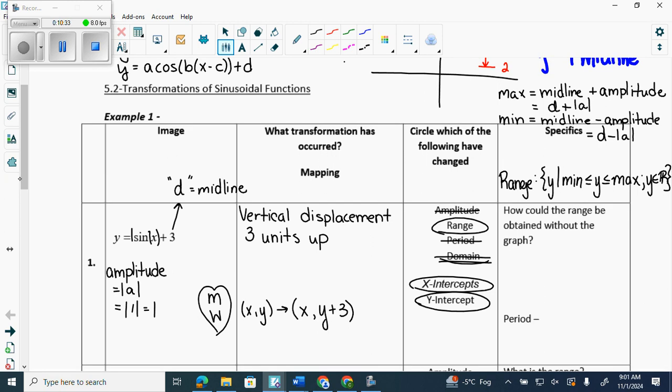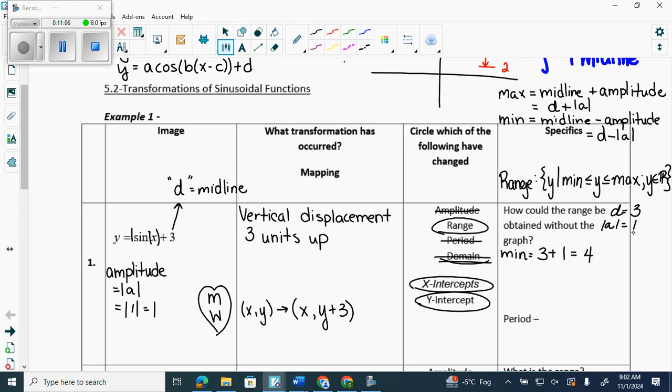So how can the range be obtained without looking at the graph? We need to get our min and our max, correct? So our minimum is the, so it's D. What's my D? What's my midline? 3. Plus my amplitude. What's my amplitude? 1. And I get 4. So my D is 3. My absolute value of A is 1.